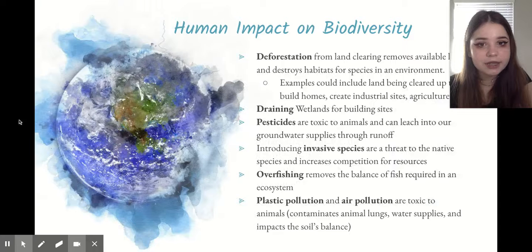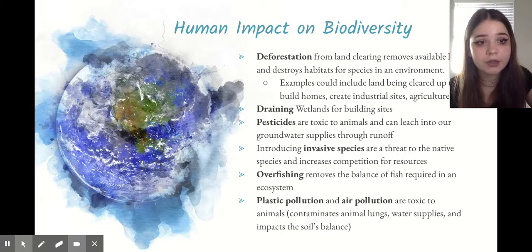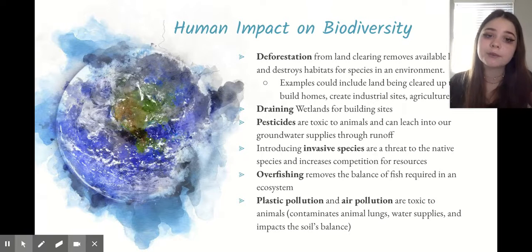And this brings us to human impact on biodiversity. And this might be the most important section, because I want you all to pay close attention here. This is a serious issue and it's happening right now every single second. So the first one is deforestation.